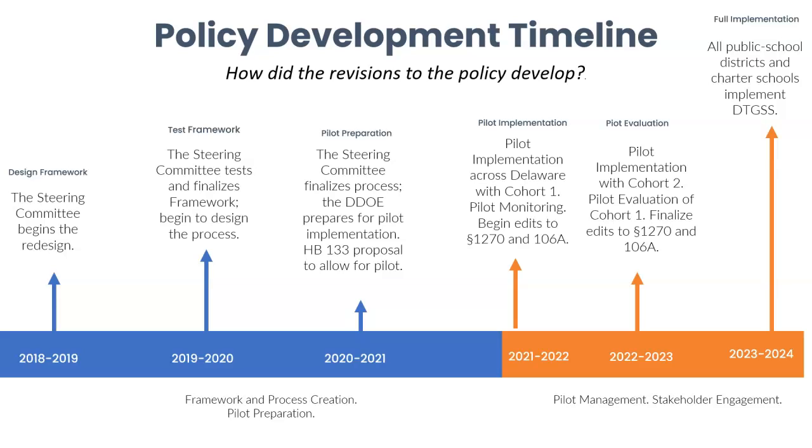In 2022-2023, DTGSS pilot implementation begins with Cohort 2, 14 LEAs. Monitoring of Cohort 2 will begin with the same activities of Cohort 1. In addition, the DOE will be able to evaluate the impact of DTGSS on Cohort 1. Also, finalizing edits to 1270 and Regulation 106A will take place so that in 2023-2024, DTGSS will be fully implemented statewide.